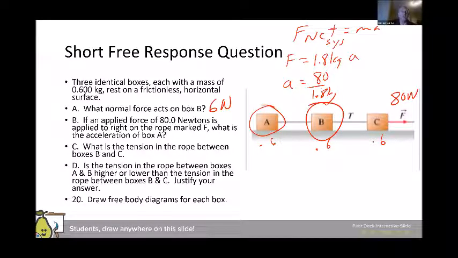44.4 or somewhere thereabouts. That is the acceleration of the whole system, which means it's also the acceleration of A, it's the acceleration of B, it's the acceleration of C. Because they're connected, they're all going to accelerate at the same rate. Questions there?